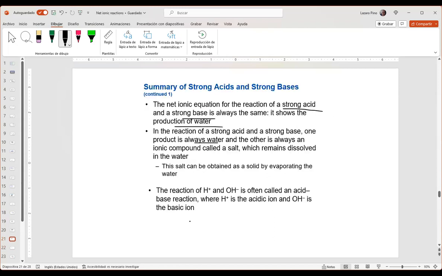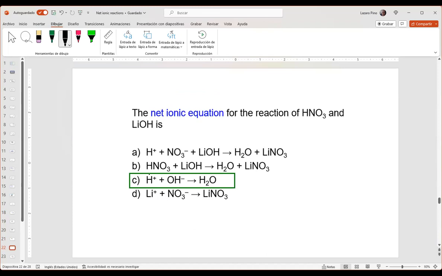This reaction is also known as neutralization. Well, the net ionic equation for the reaction between this, that is a strong acid, and this, that is a strong base, of course, will be this one, where water is produced.